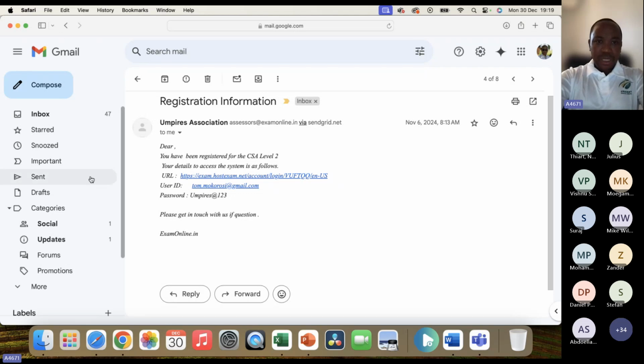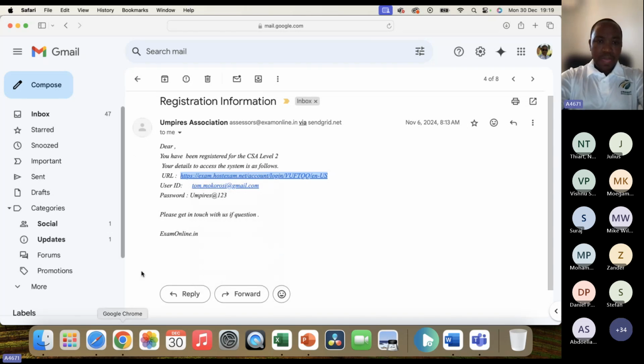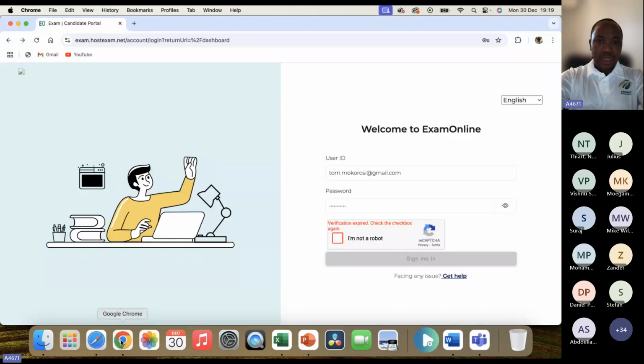So I'm currently using Safari, so I would copy this link and paste it into Google Chrome, and then I would also copy my user ID and my password into Google Chrome. Here I've got to Google Chrome and I've copied and pasted the user ID and my password, and I just need to click on this box to verify that I'm not a robot.